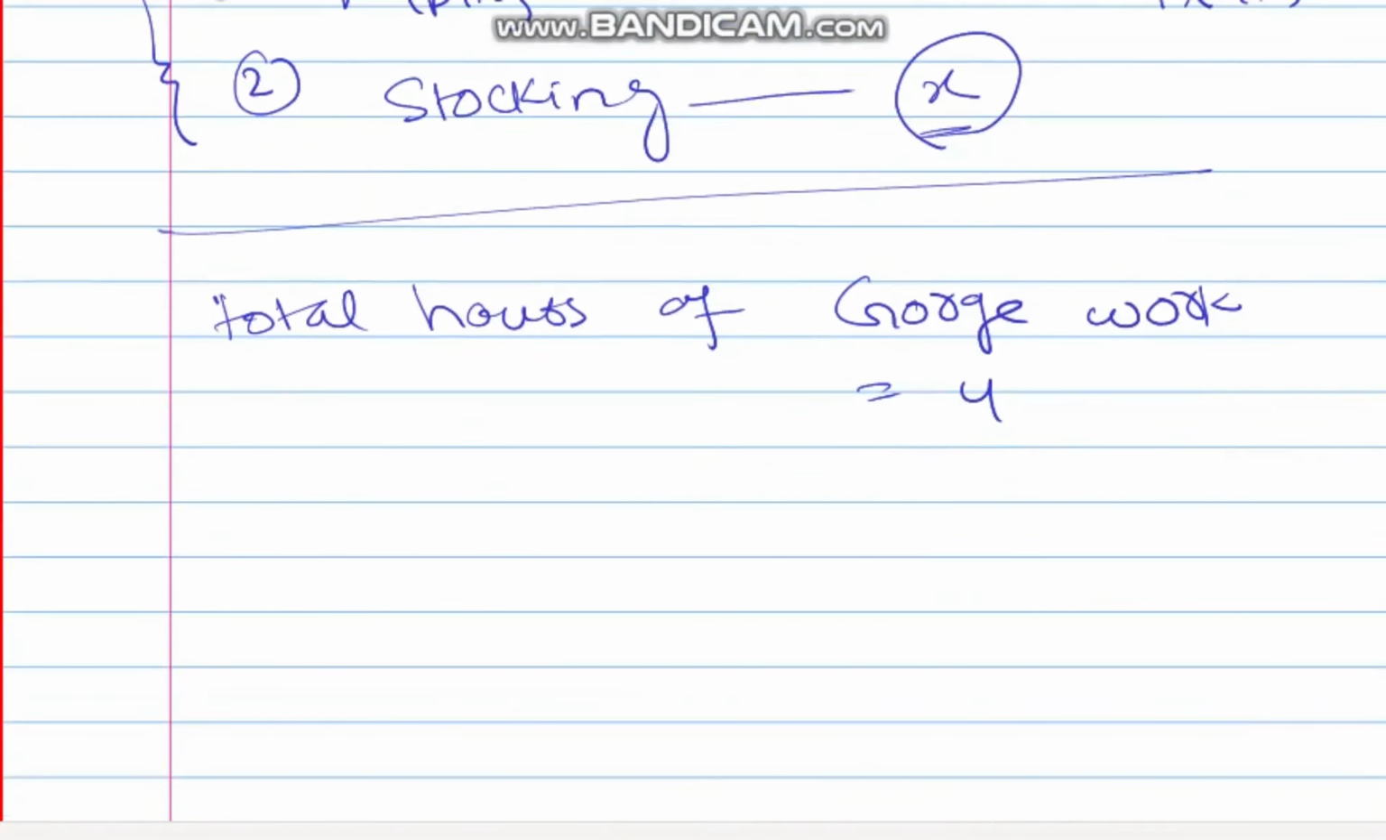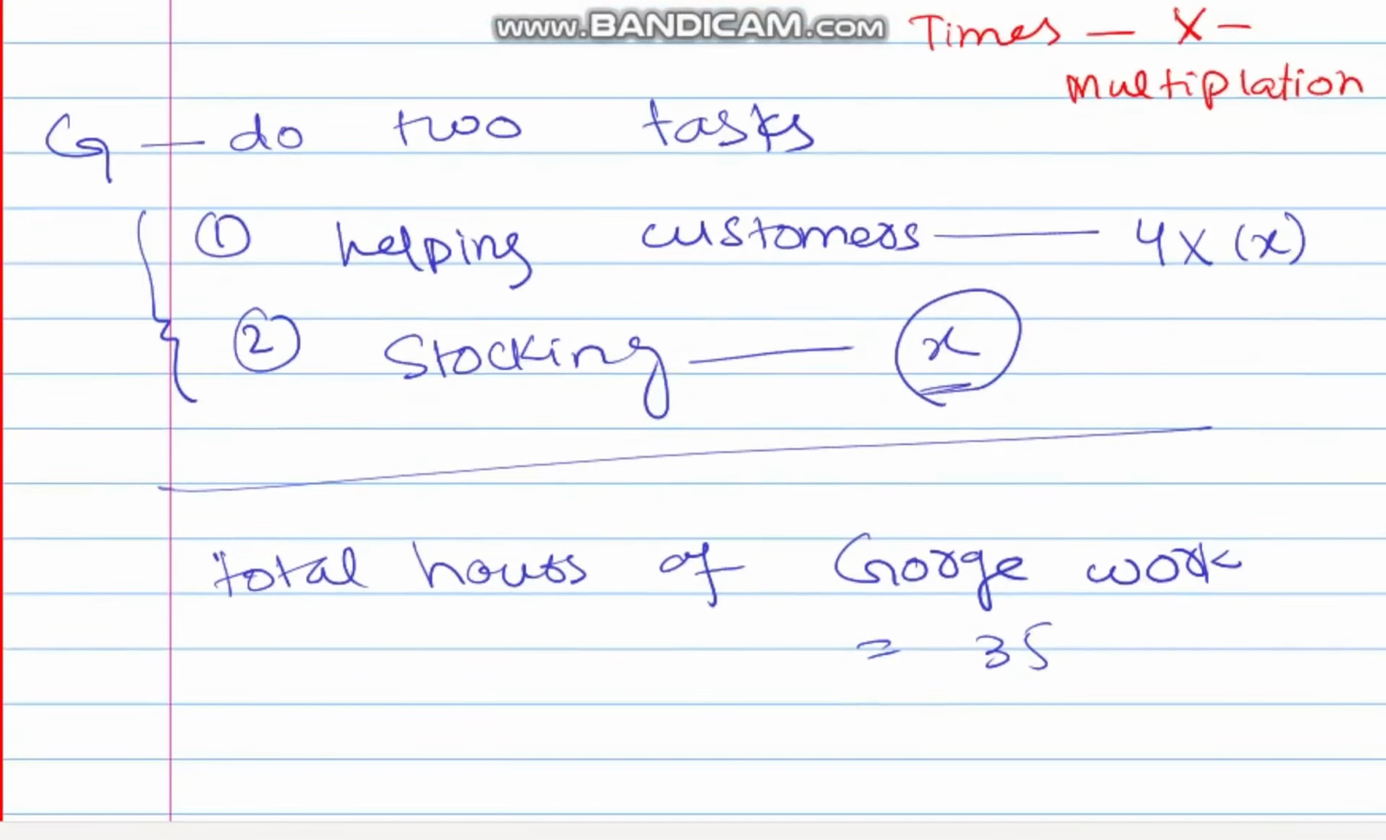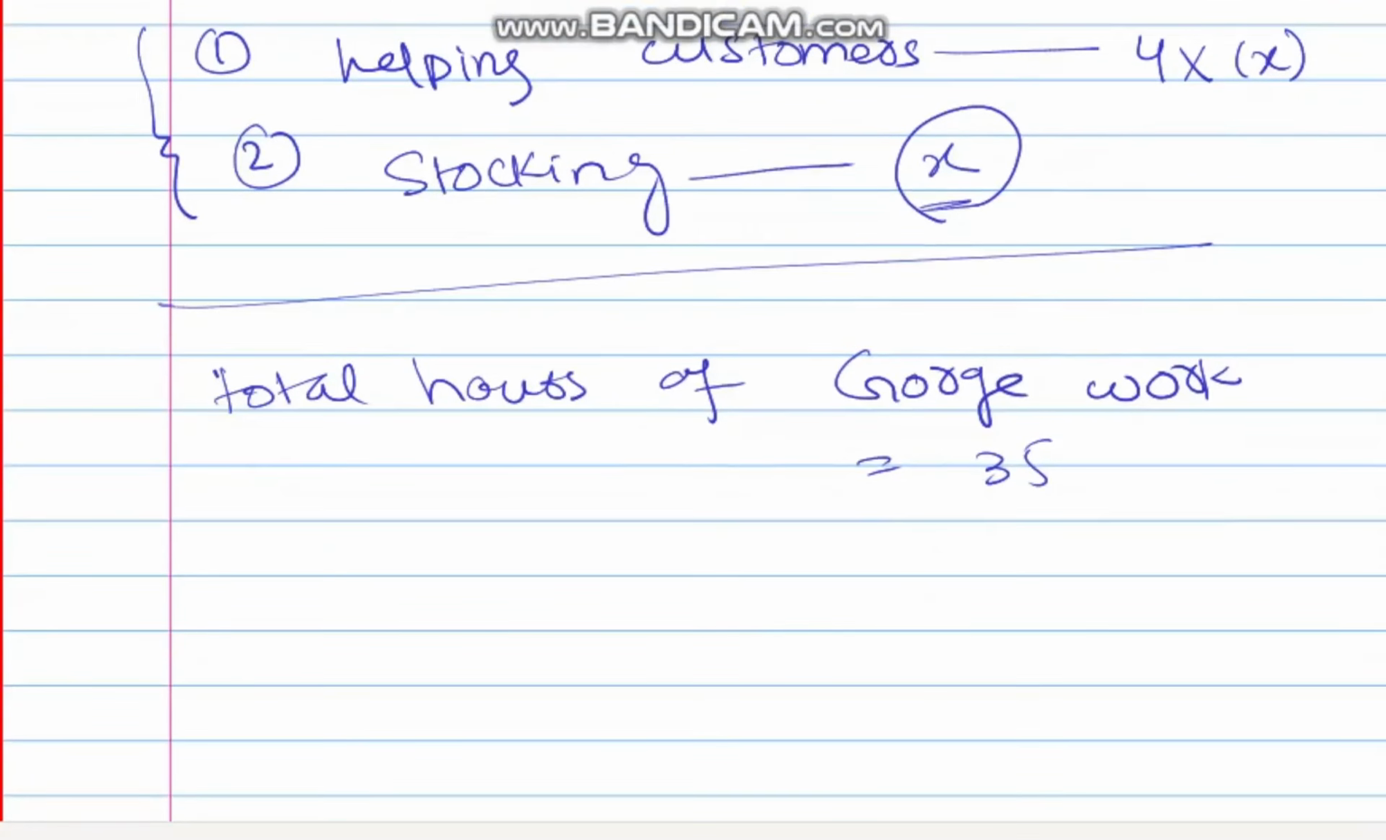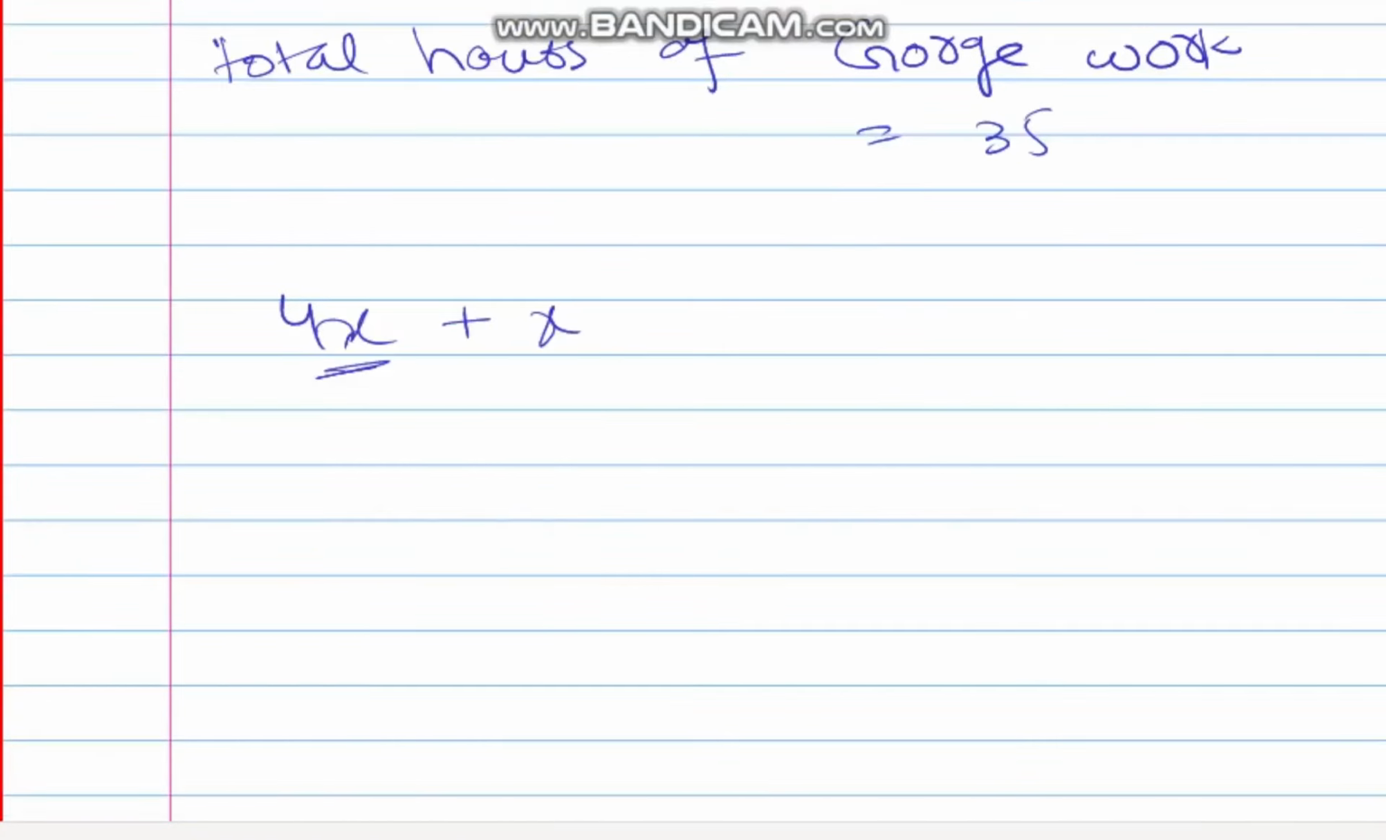35. The hours are 35. Now, what is the work basically? First is the 4x, plus the stocking is the x. 4x are those hours which are spent in helping customers, and x are those hours.